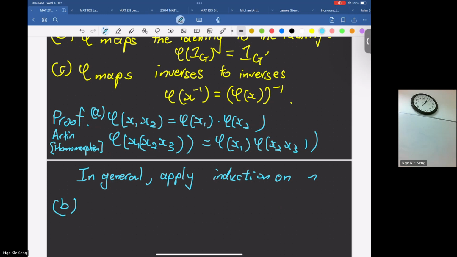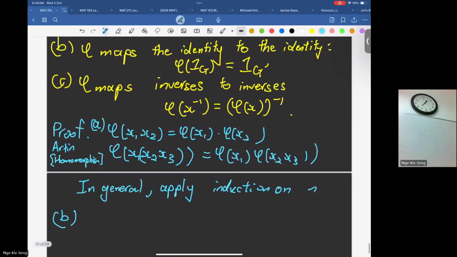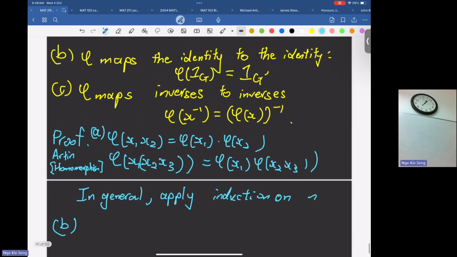Okay. How about B? Identity. Okay, identity. How to prove? You must send identity to identity. Okay, how to prove it? So this is the trick. Okay. So what's the trick? You have limited resources here.